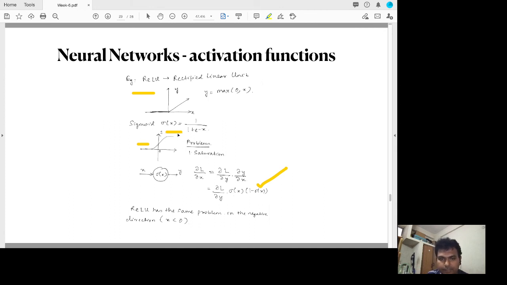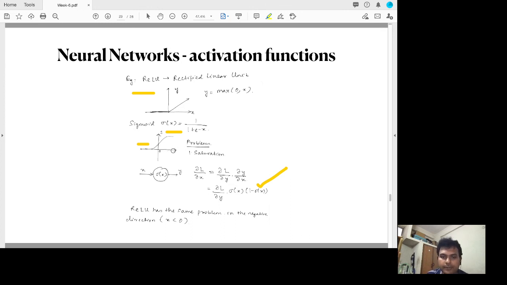What is the value of sigma x in this region? It is 1. So if it is 1, then what is sigma x into 1 minus sigma x? It is 0. So what is the value of dou L by dou x? 0. So this is one of the major problems in sigmoid activation.